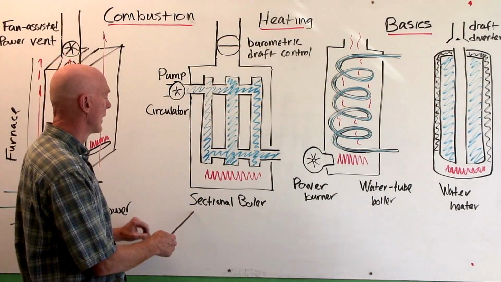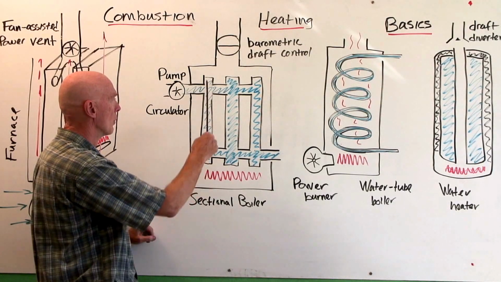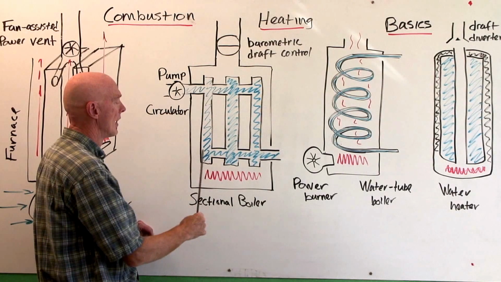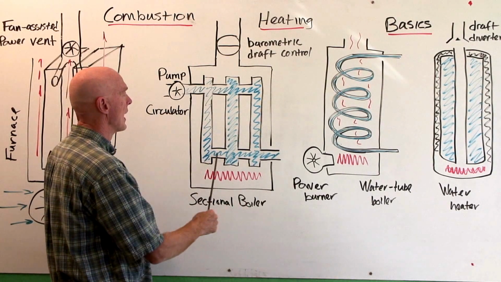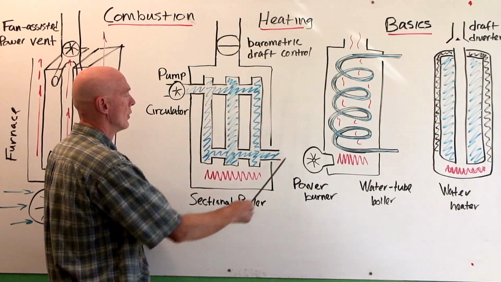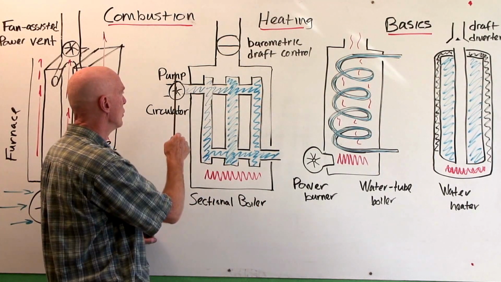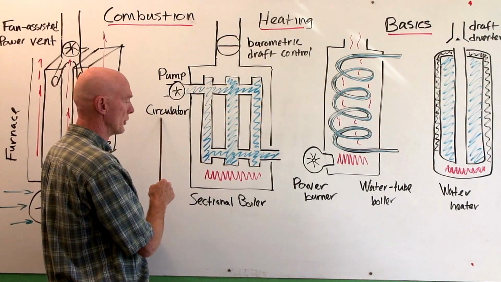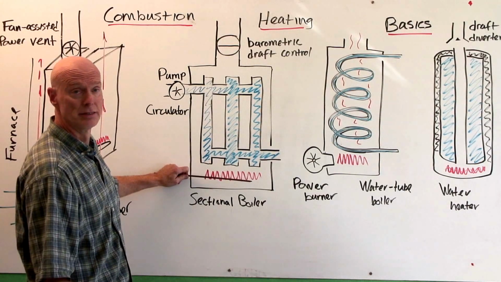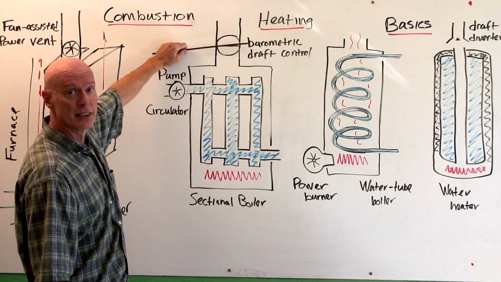Now let's look at a sectional boiler. This is a cast iron sectional boiler. We have these boxes, and they're made of cast iron, and they're full of water, and they have a manifold running through them so that they're all connected together. You know, water comes in one side and out the other side, moved by a pump, which is also called a circulator. We have a burner, a heat exchanger, and a venting system.